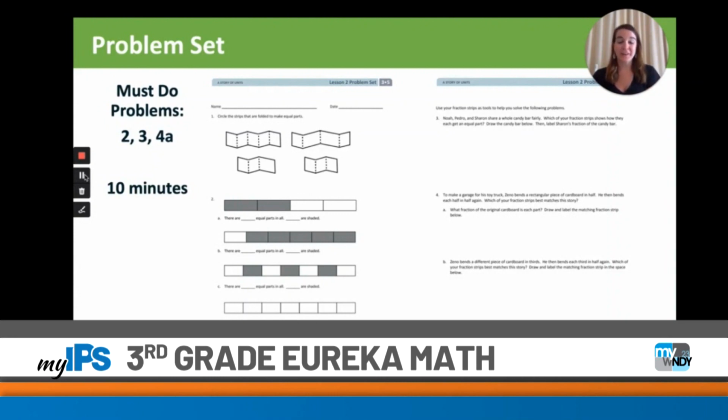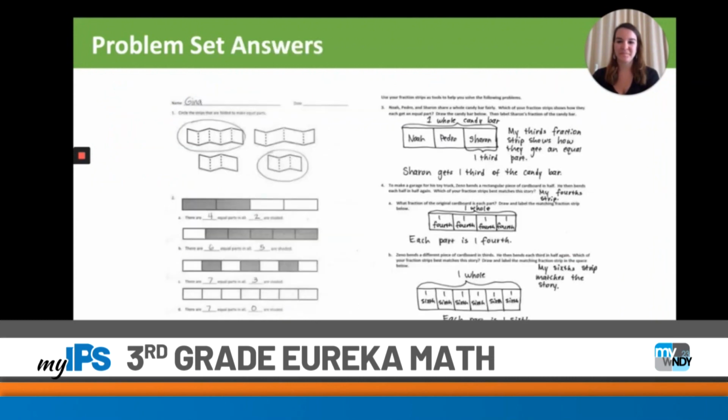Good job working so hard on our problem set. We're going to check our answers now. Check your answers with the answers on the screen. Press pause so you can make sure that you check all of your answers.